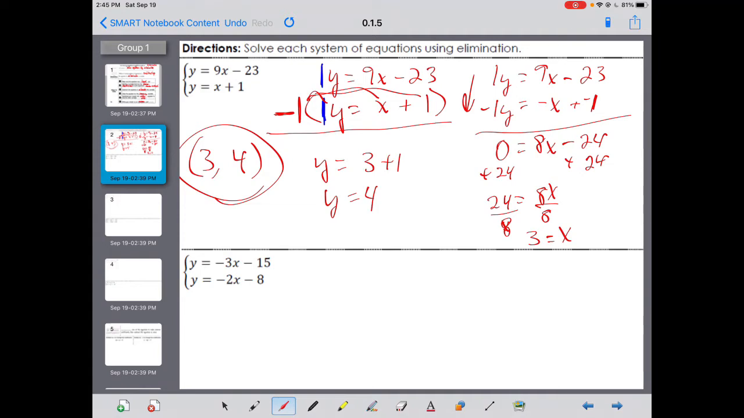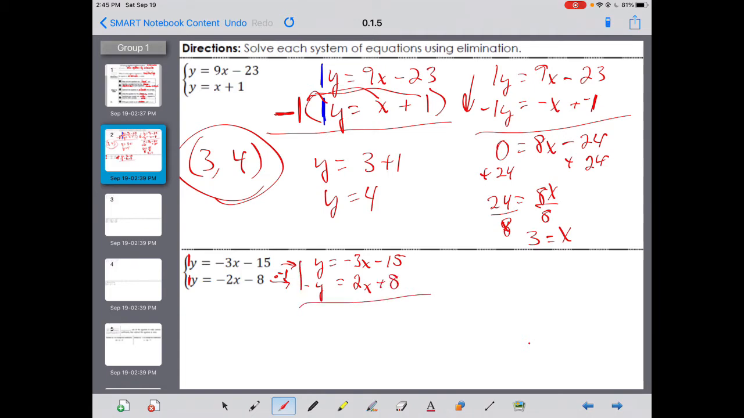Now here's how I do it. I'm going to pull this one straight over because I notice that the y's have the same number, right? They both have a 1. Well, I want them to have opposite signs. So I'm just going to pull this one over. y equals negative 3x minus 15. This one I'm going to multiply by a negative 1. So I get negative y equals 2x plus 8.